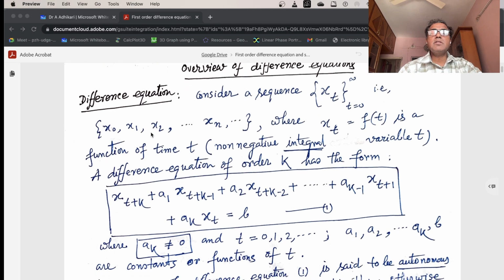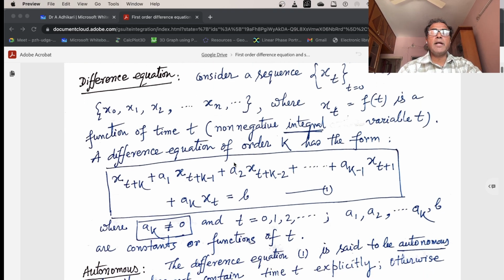Consider the sequence xt, where t runs from 0 to infinity: x0, x1, x2, xn, for non-negative integers n, where xt equals some function of t, ft. T is the time variable, the time parameter, a function of time t, a non-negative integral variable.